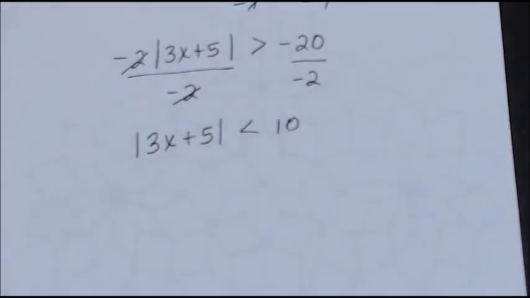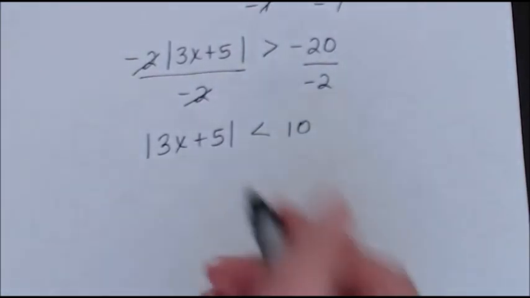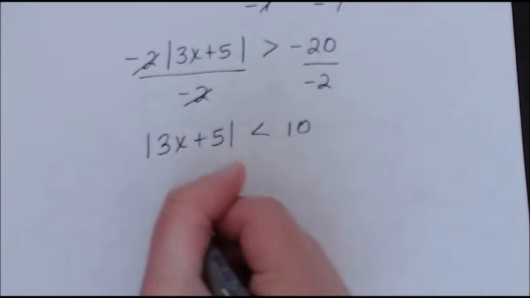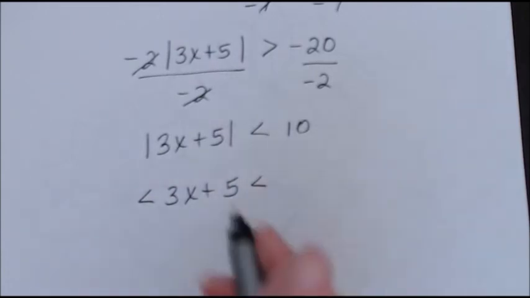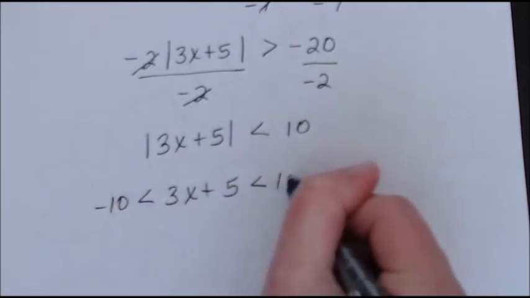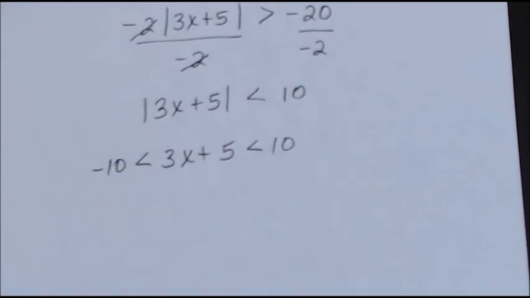Now that I've isolated the absolute value, look at which case it is. This is less than, that's the and case, so it's case 2. So I'm going to take what's inside the absolute value, and I'm going to rewrite it by sandwiching it between the negative 10 and positive 10. And then we're going to solve that inequality.